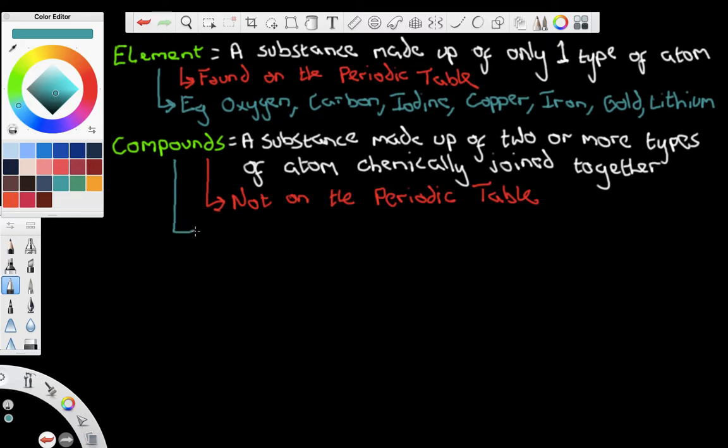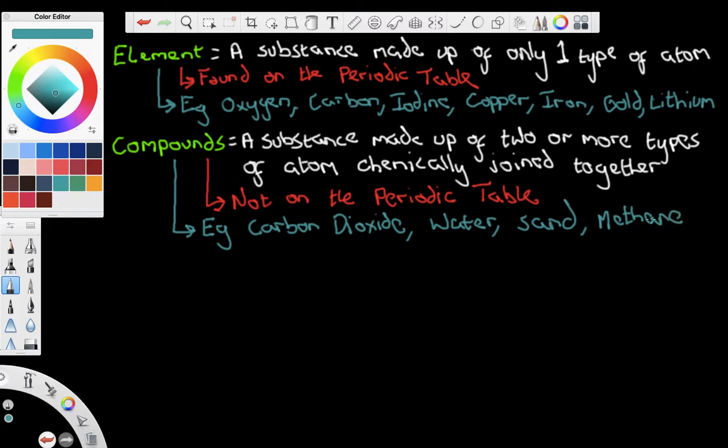Some examples of compounds include, so e.g. we've got carbon dioxide, we've got water, we've got sand. These are all examples of compounds. Another good example would be air, the air around us. Oh no, air is a mixture, sorry. So we could add to that methane. Apologies there, I almost made a very grim mistake.